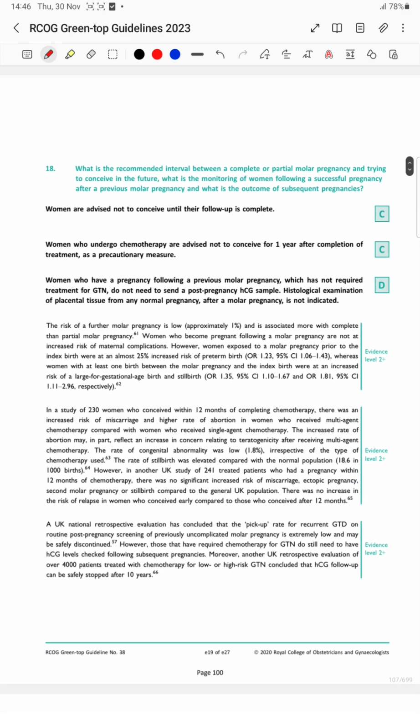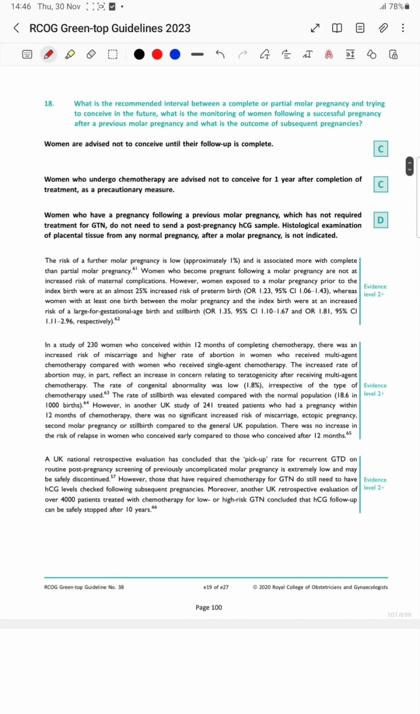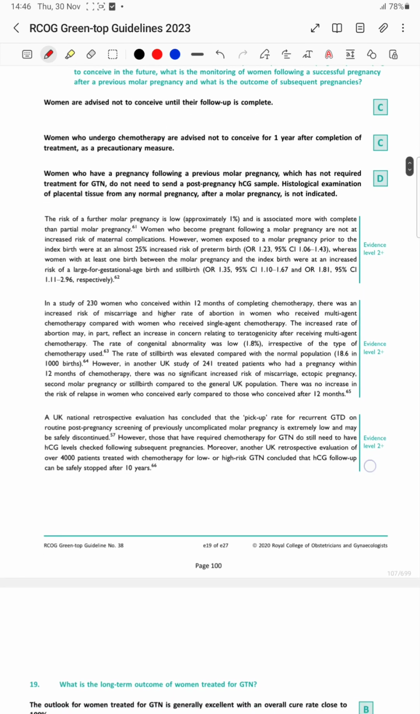So what is the recommended interval between a complete or partial molar pregnancy and trying to conceive in the future, what is the monitoring of the woman following a successful pregnancy after a previous molar pregnancy, and what is the outcome of subsequent pregnancies?